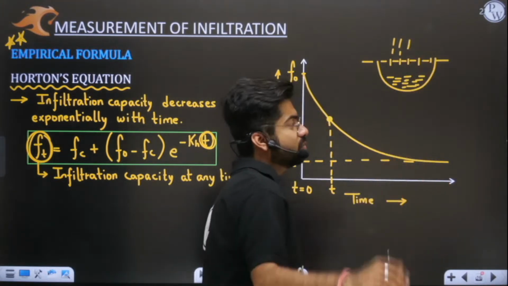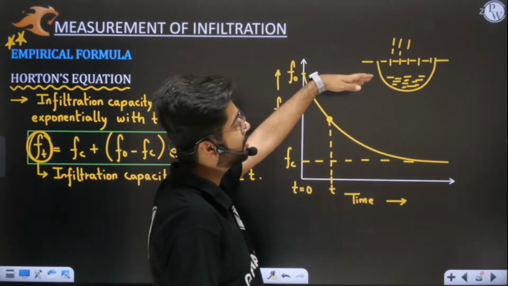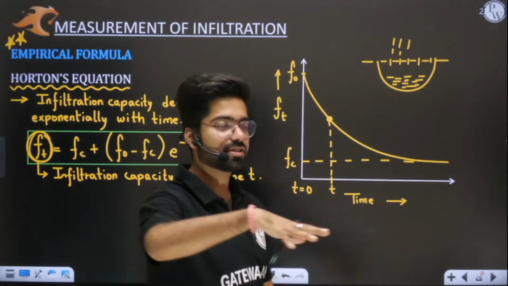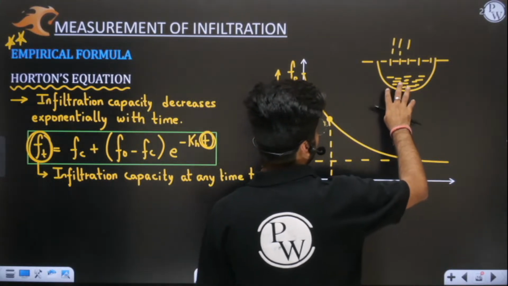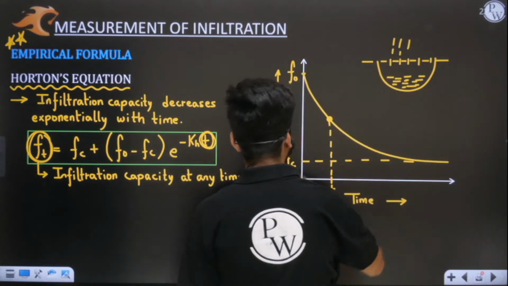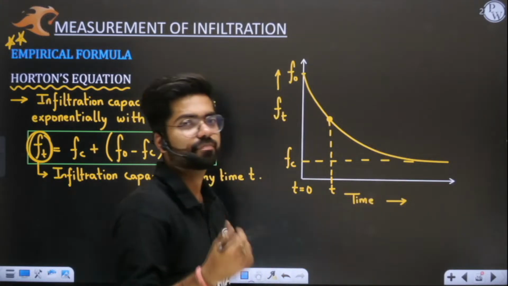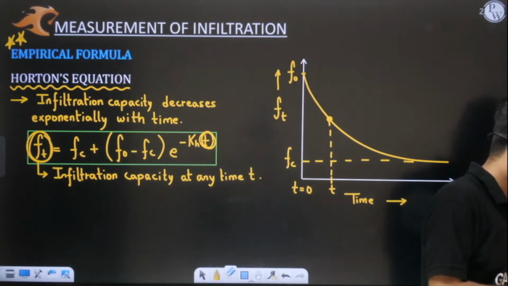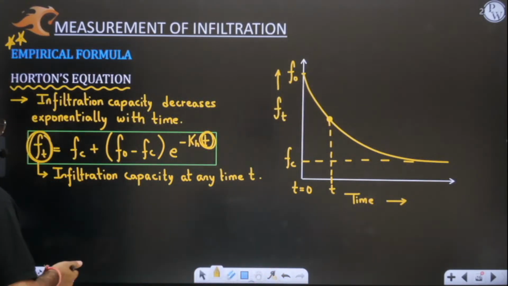Obviously, one thing is for sure, whatever water will infiltrate, ultimately that also has to be stored there. Whatever water will infiltrate will also be a part of storage. Yes or no? So final storage will be what? Initial storage plus infiltration. Obviously infiltration will increase the storage of your soil moisture. The capacity will be enhanced, which will be used up by your crops. So I hope this thing is clear.